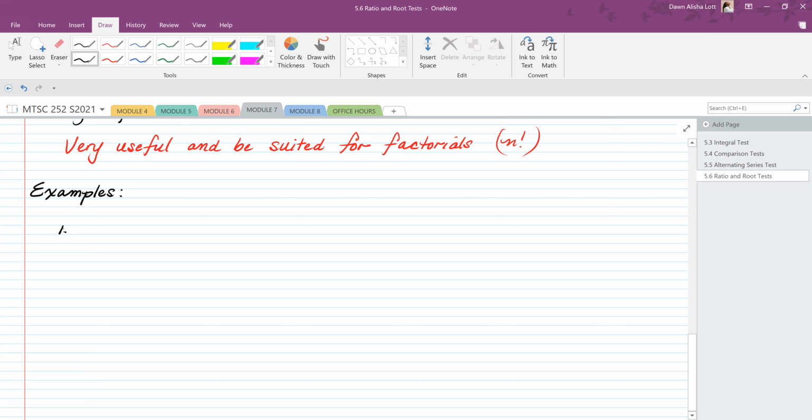So the first example is the summation n equals 1 to infinity of 2 to the n over n factorial. Okay, so this is a perfect one to use. And so when we do this, we now see that an is 2 to the n divided by n factorial. So now we need to find an plus 1. That is 2 to the n plus 1 divided by n plus 1 factorial.